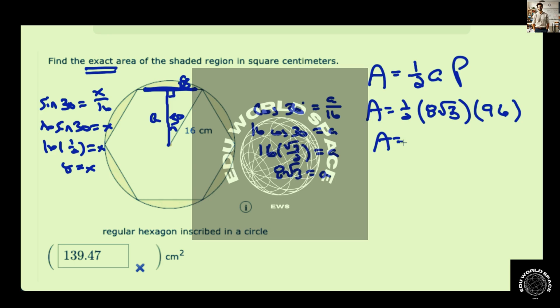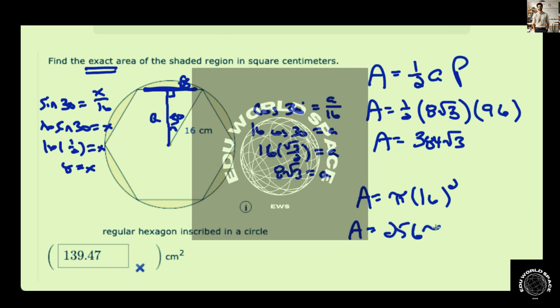hexagon would be 1/2 times 8 times 96, or 96 times 4, which is 384 times the square root of 3. Now that's the area of the hexagon, which we need to subtract from the area of a circle, which is pi times the radius squared, which would be 16 squared, or 256 pi exactly.